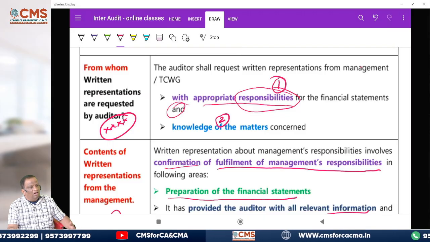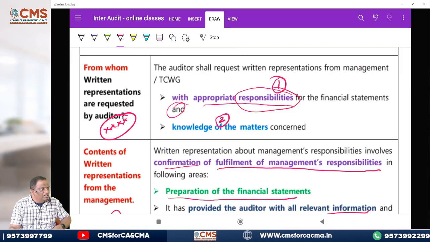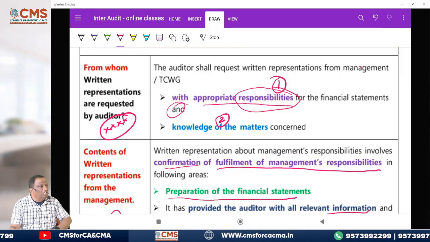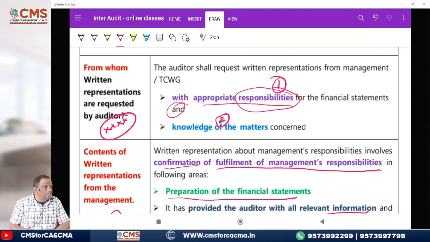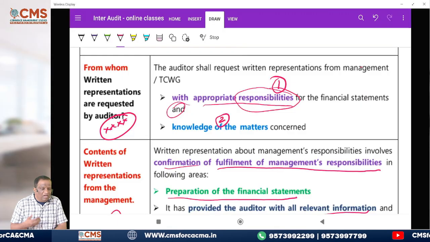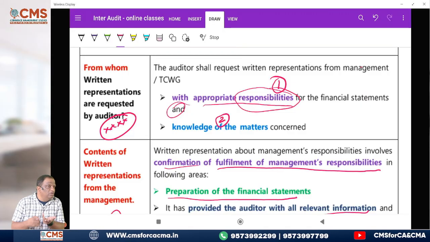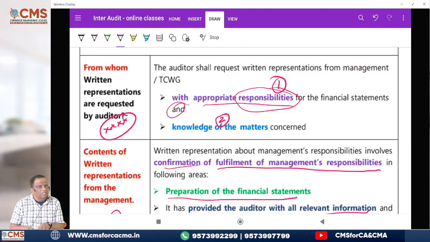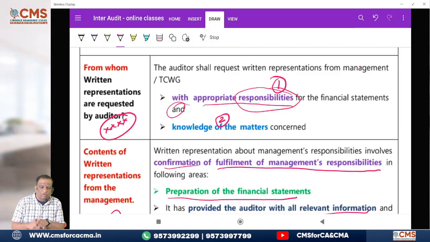Similarly, take debtors. Whether money is collectible or not, the collection team will have an idea. They are the people on the ground interacting with them. This accounts guy is simply sitting in the office. How will he know it? That's where, whenever I am taking representations, to rely on it, I have to take it from the people who are expected to have the knowledge and who have the authority to give it. Otherwise my written representation is a piece of paper, so it's of no use. That is what he is trying to talk about.